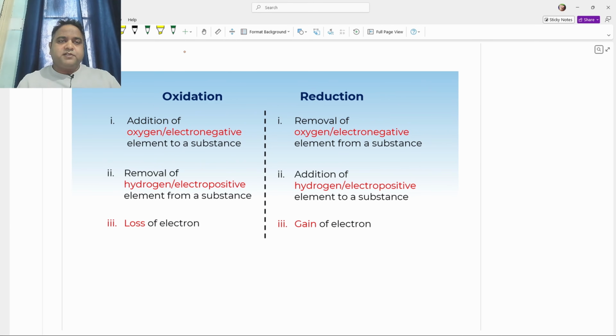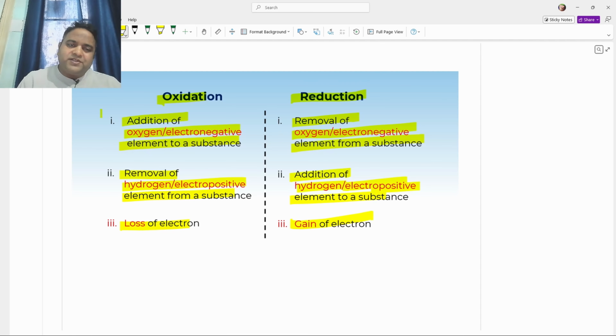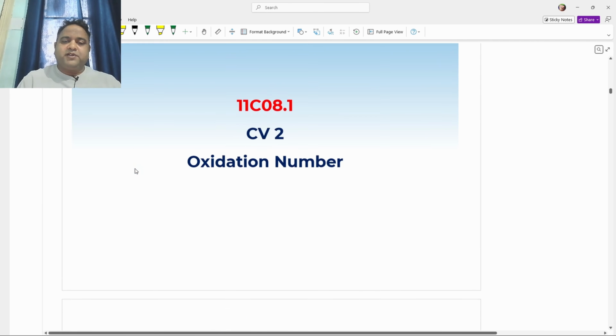Final summary, you can check here. Addition of oxygen or a more electronegative element is oxidation, whereas removal of oxygen or a more electronegative element is called reduction. Removal of hydrogen is a case of oxidation. Addition of hydrogen, or a metal or more electropositive element, is called reduction. Loss of electron is oxidation. Gain of electron is always going to be reduction.